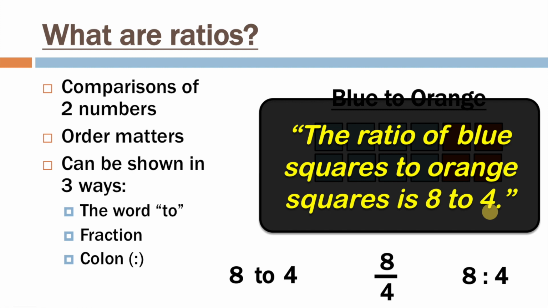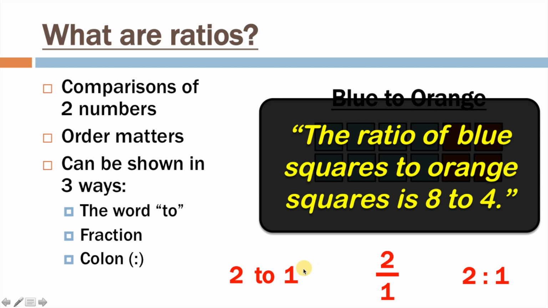Now I want to take this a step further. And this is why I said it's important to know how to reduce fractions before this lesson was started. If I divide 8 and 4 by 4, that's going to give me a reduced ratio. And that'll give me the ratio of 2 to 1. As a fraction, that would be 2 over 1. And using a colon, that would be 2 colon 1.